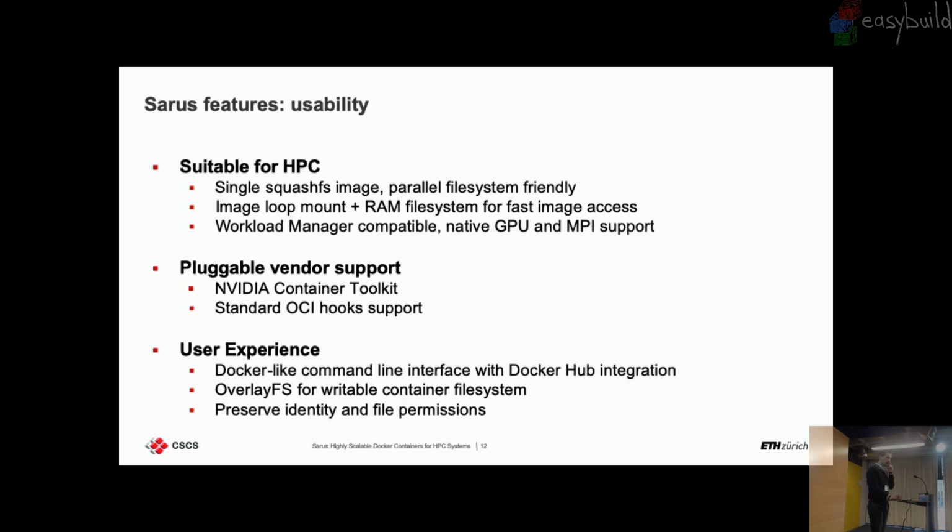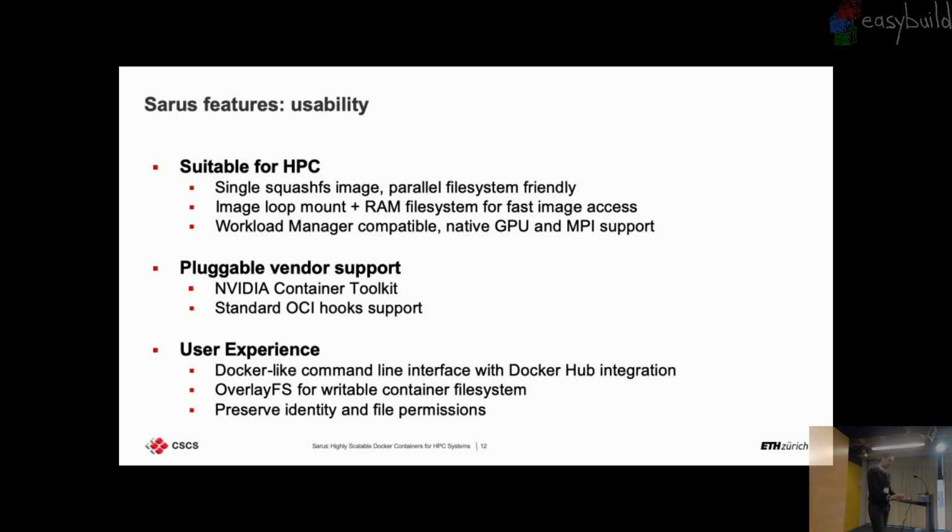Now, in the end, the Sarus features, Sarus as it is in production now, are as follows. So as I mentioned, suitable for HPC means that they managed to have a single squashfs image that is parallel file system friendly, and then the RAM file system for fast image access. It is compatible with the workload manager. We have Slurm at CSCS, and it features native GPU and MPI support.